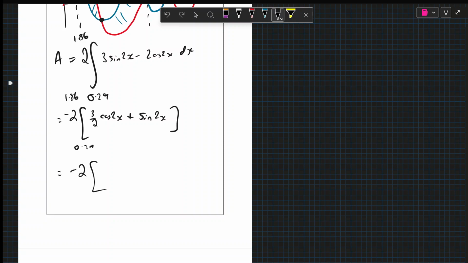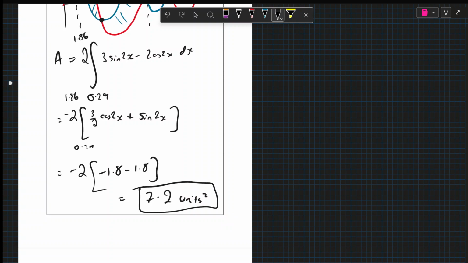And we get minus 1.8, minus the same thing, but we insert 0.29. So 3 halves cos of 2 times 0.29 plus sine of 2 times 0.29, which is again 1.8. So this is actually 2 times 3 point, so minus 1.8, so it's minus 1.8 minus another 1.8 is 3.6. Twice of that inverted is 7.2 units squared.